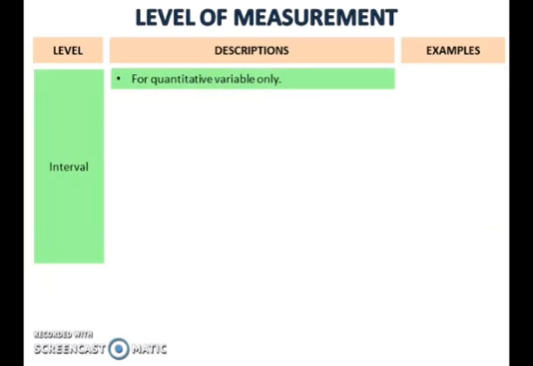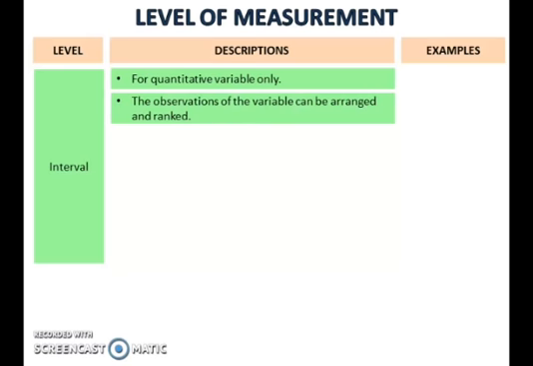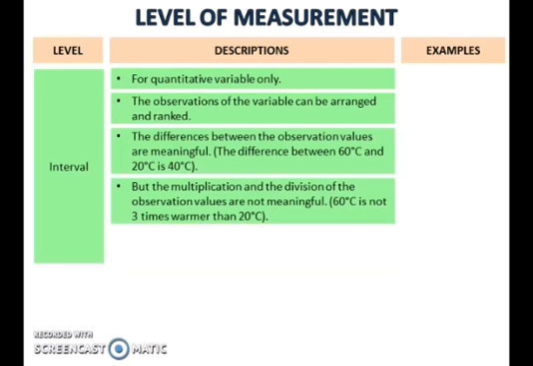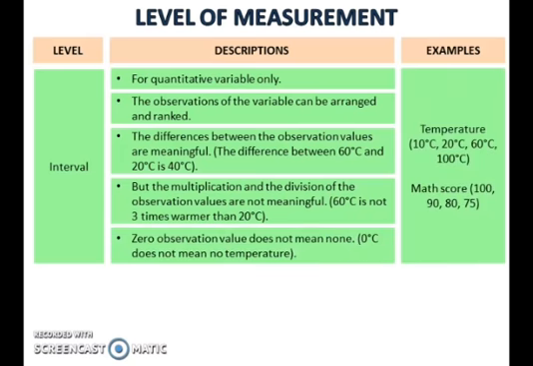Interval is for a quantitative variable only. It is for variable about which the observation can be arranged and ranked. The differences between the observation values are meaningful, but the multiplication and the division of the observation values are not meaningful. Also, for variable with interval level of measurement, zero observation value does not mean none.